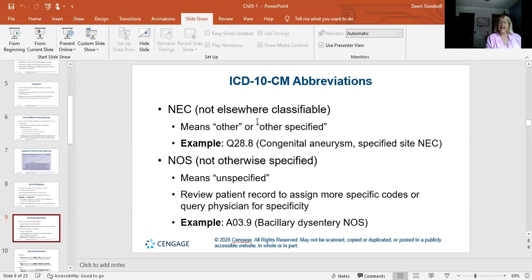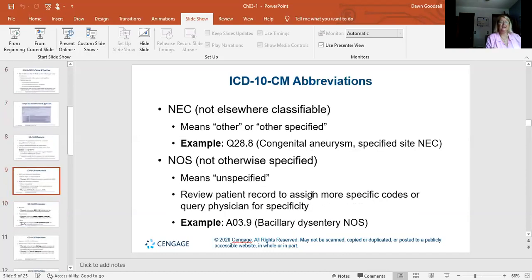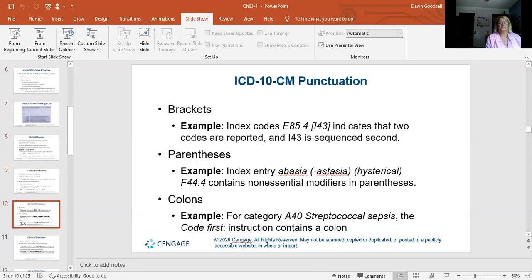This usually is an 8 on the backside, that character. That means that you have more information than is allotted for you to code. So then you would use the 8 or the NEC. NOS is not otherwise specified, which means there's not enough information in the documentation to code, and then you have to use the 9. Okay, so that's the unspecified.